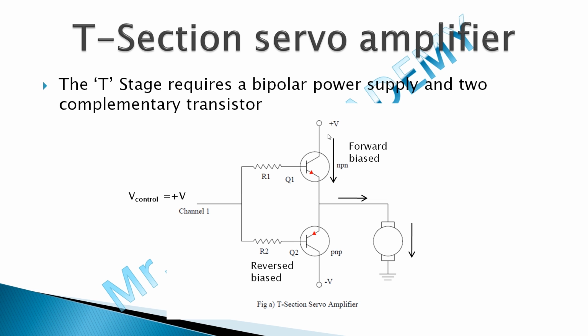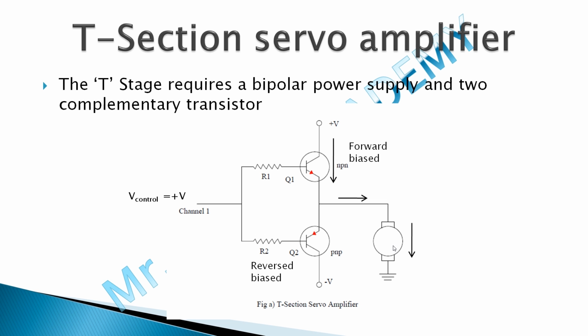As Q1 is on, current is flowing, positive voltage is flowing across Q1, then across the motor to the ground. Because the direction is from positive voltage to ground, I'm getting clockwise direction. We are getting the clockwise direction through the motor.